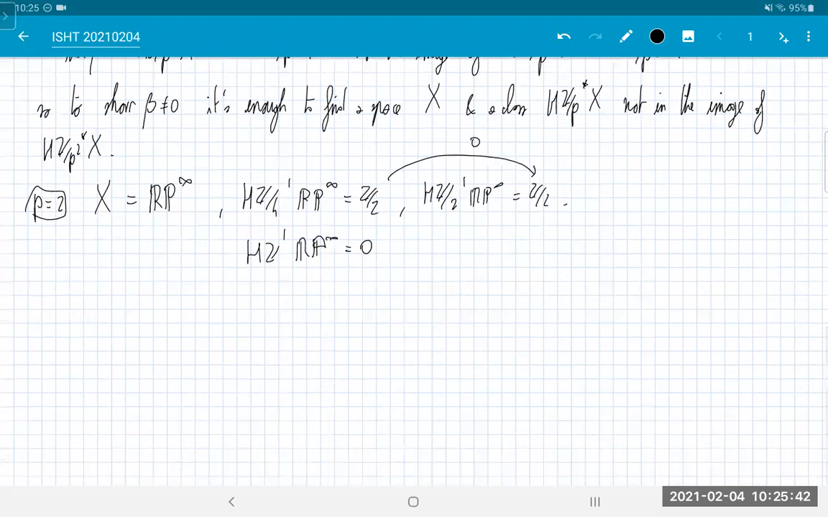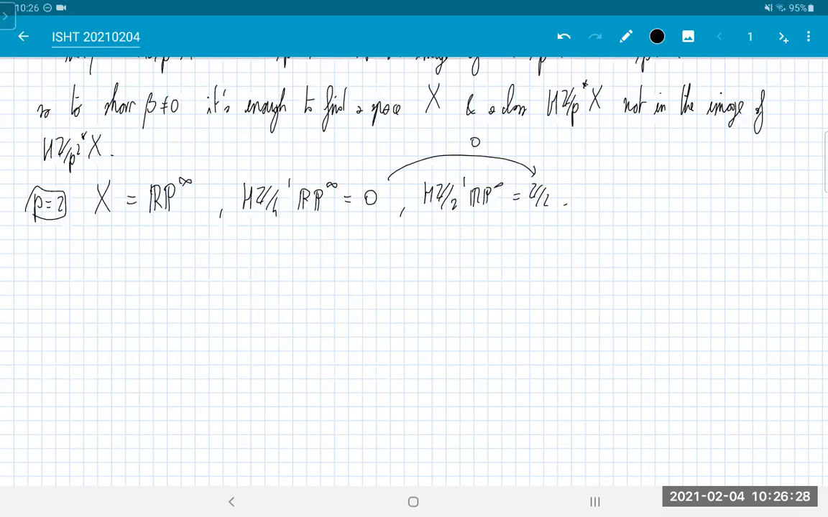And so let's see. What is the cellular complex here? We have one cell in each dimension, and the map is multiplication by 2. No, that's 0. Yeah, because the kernel of this map is exactly the image of this map. Anyway, the point is, such a complex is not hard to construct for every p.